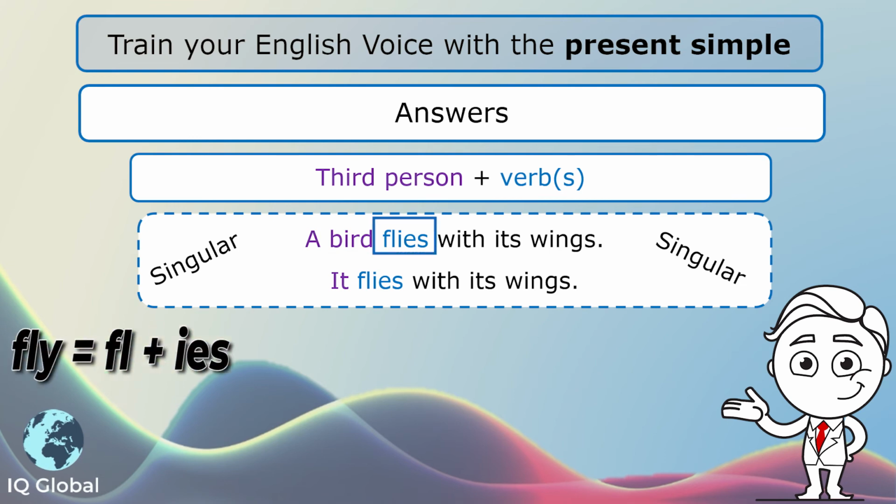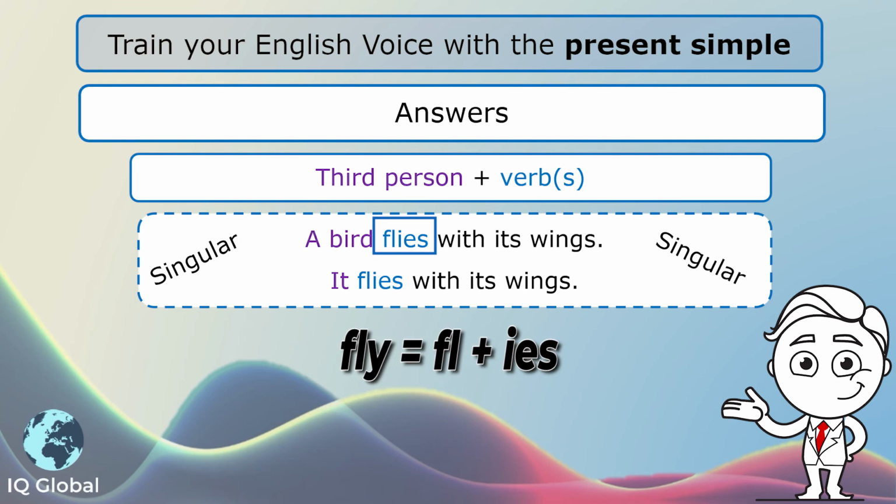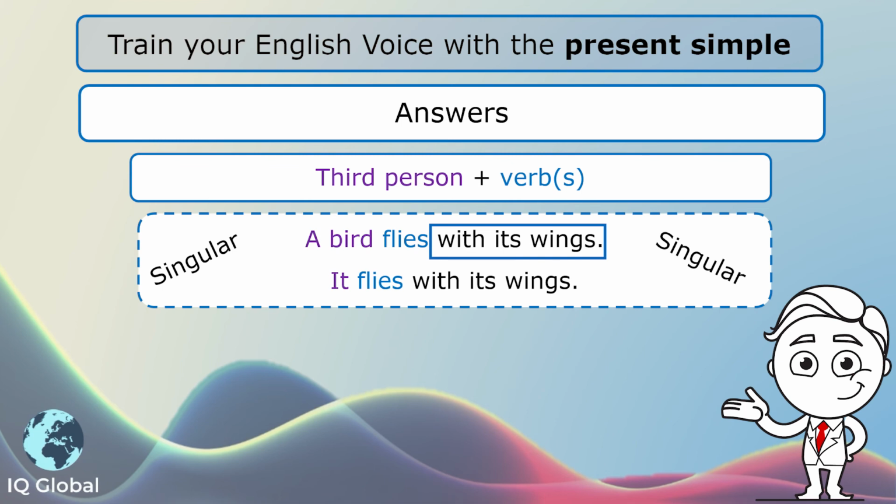And we know that the Y falls away and we add IES, flies. That verb has an S, with its wings. Okay. Sentence 2, it flies with its wings. It is still third person singular, flies, verb, followed by an S, and then the rest of the sentence.